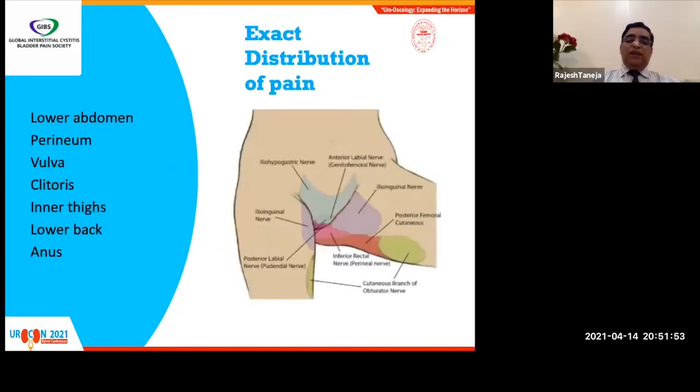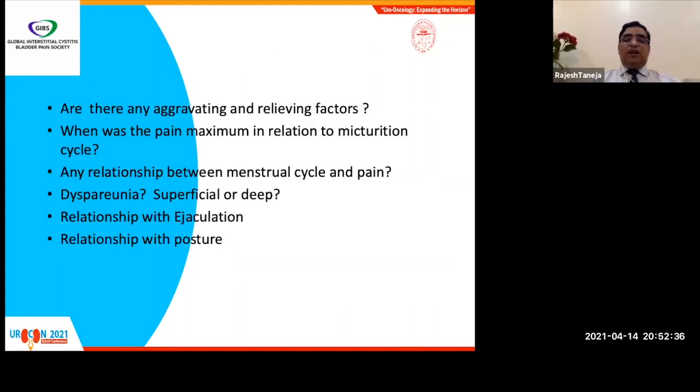So the pain can come from any of these dermatomes, or the nerve supplies, from the suprapubic to inner thigh to the posterior thigh, and of course this is the area, but many people would also call it pain around the anus or burning sensation around the anus, which, again, typically we have seen is associated with bladder pain syndrome. Then we should ask, are there any aggravating or relieving factors?